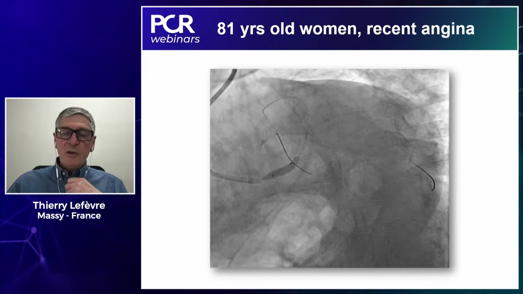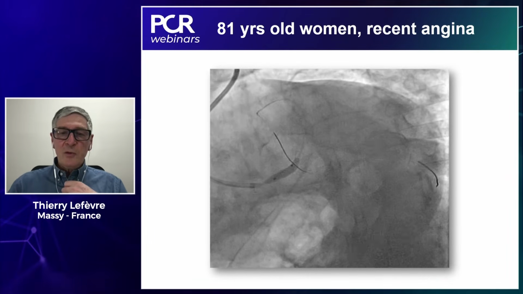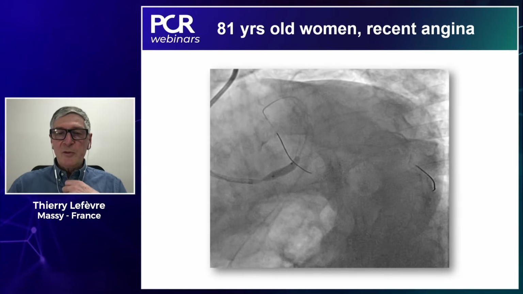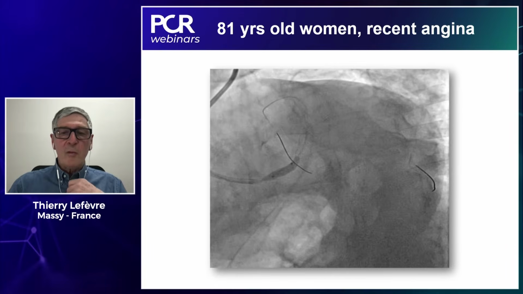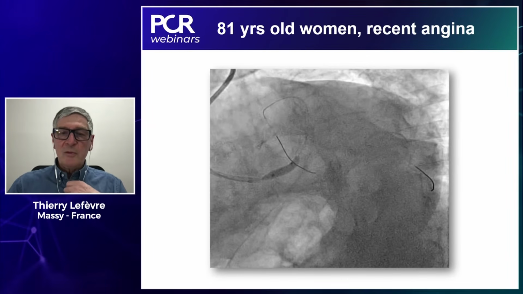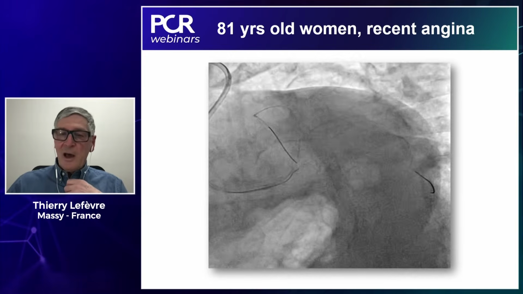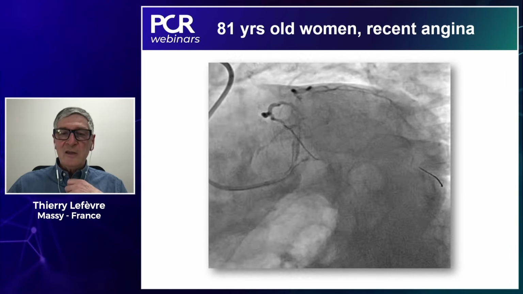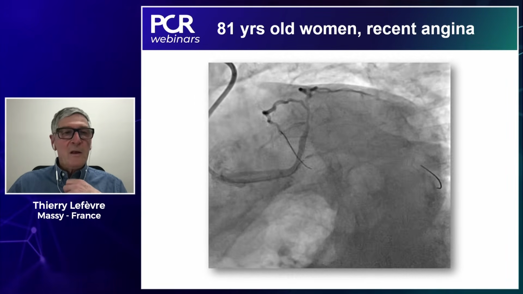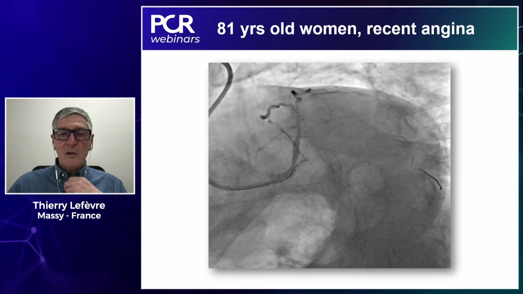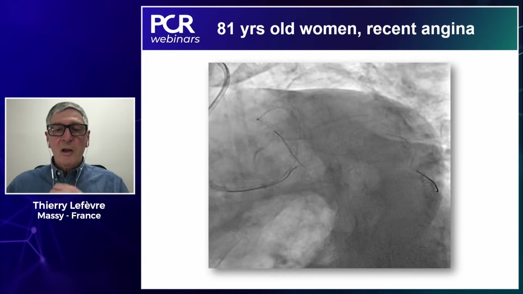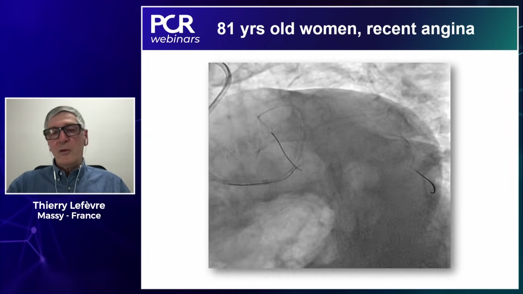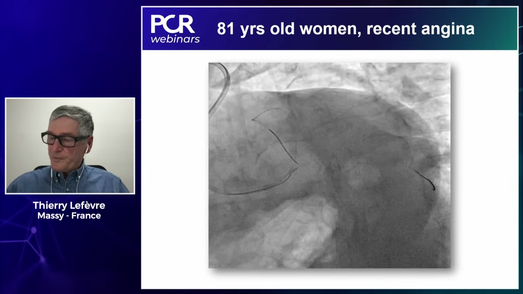So in this case, what we have done is just to use the proximal optimization technique. You see that we have the other wire in the circ here. We have used a 3.5 non-compliant balloon to do the proximal optimization technique. And after that, you can see that now we have a flow in the circ at the ostium, and it was possible to find the lumen to go in the circ.